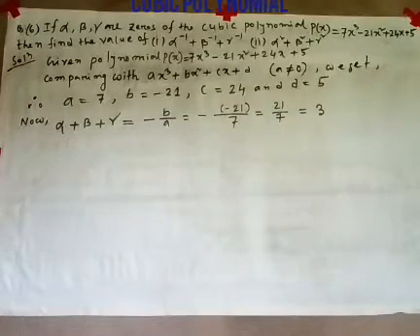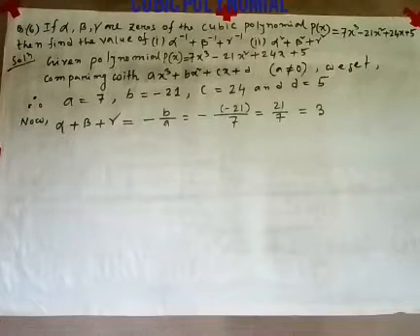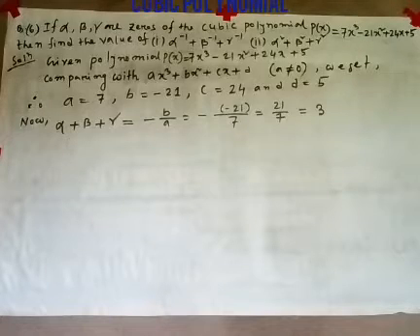Similarly, there is one more formula. When you take the zeros two at a time, then you will get another formula.